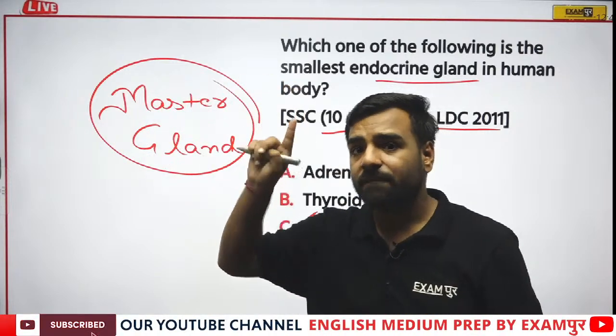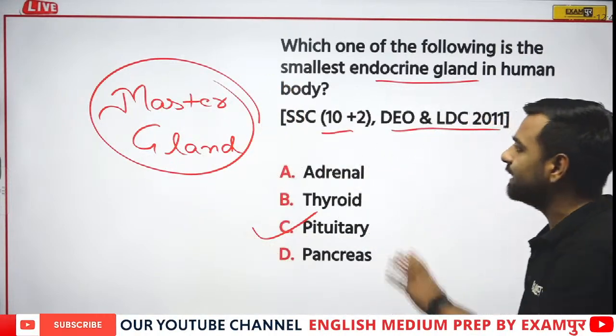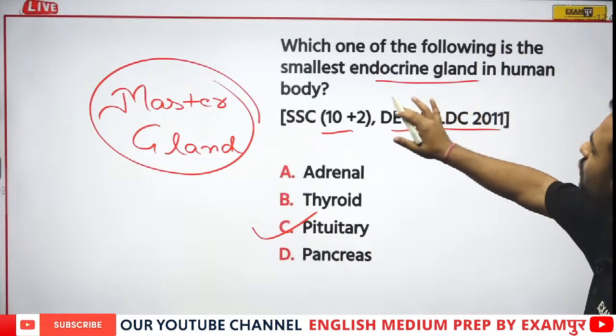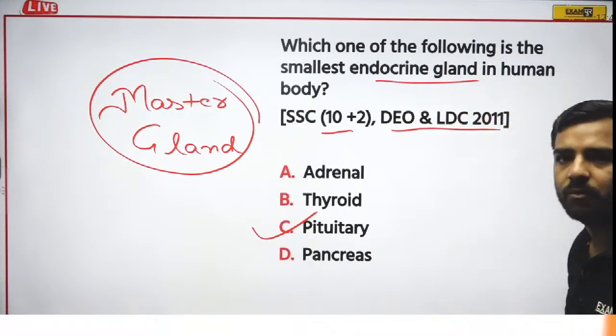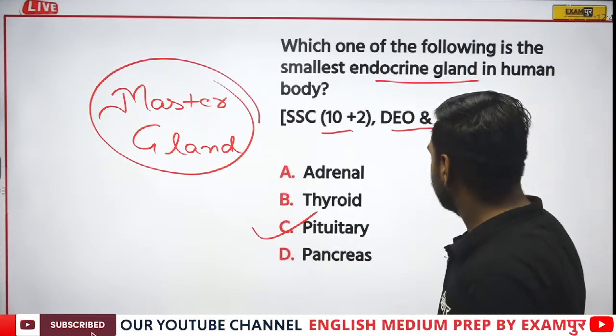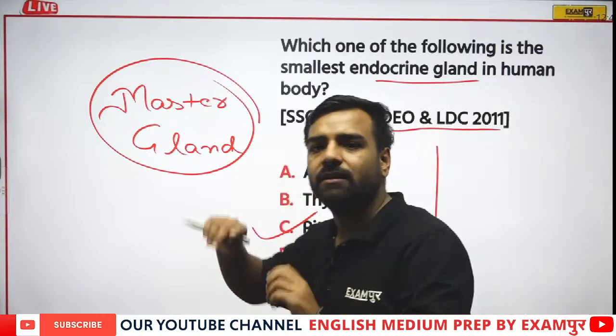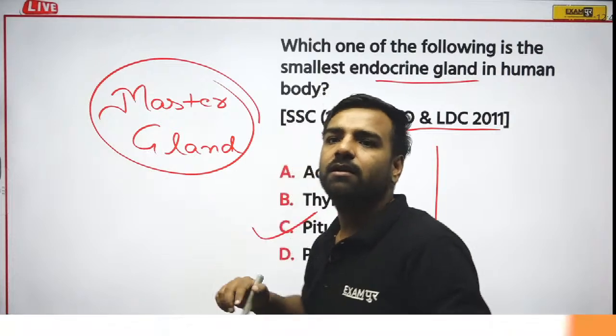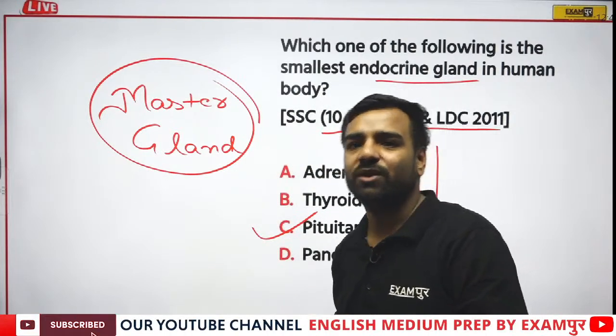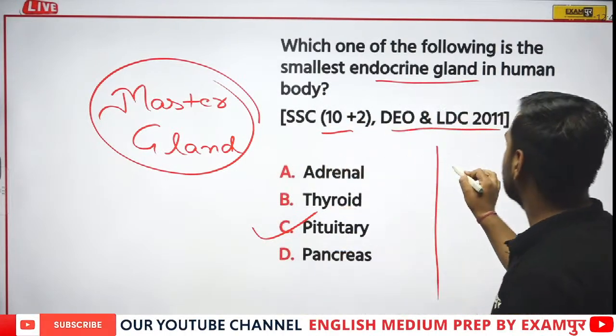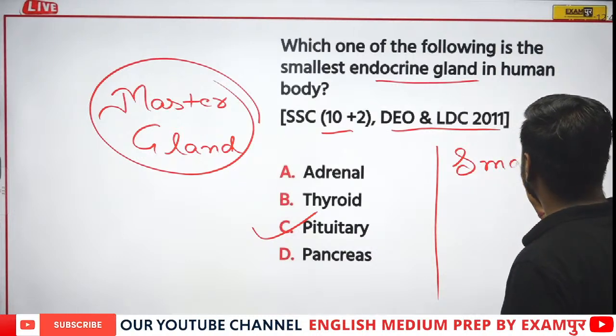So what I'm saying here, no doubt option number C is correct. Pituitary will be the smallest endocrine gland in our human body. Now my question is, which is the smallest gland? This question will be taken in the evening session. Fine. Yeah, that's true. So Sudesh is again with C. You all are correct. Now my question is, what is the smallest gland?